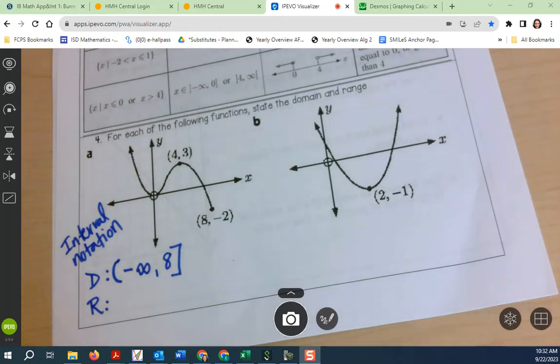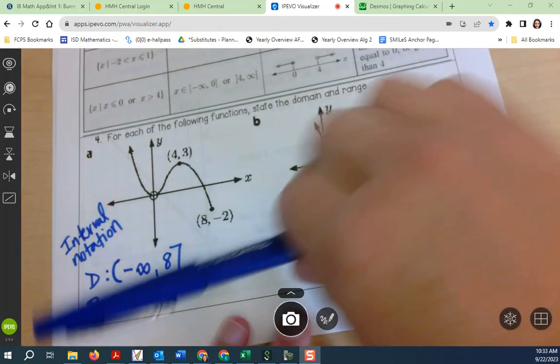Now for the range, you want from the bottom to the top. One of the most common mistakes for domain and range is that people put the numbers in the wrong order. A really easy rule to help you remember that is always the smallest number first and then the largest number. If you don't have smallest first and then largest, you did something wrong. You've got to try it again.